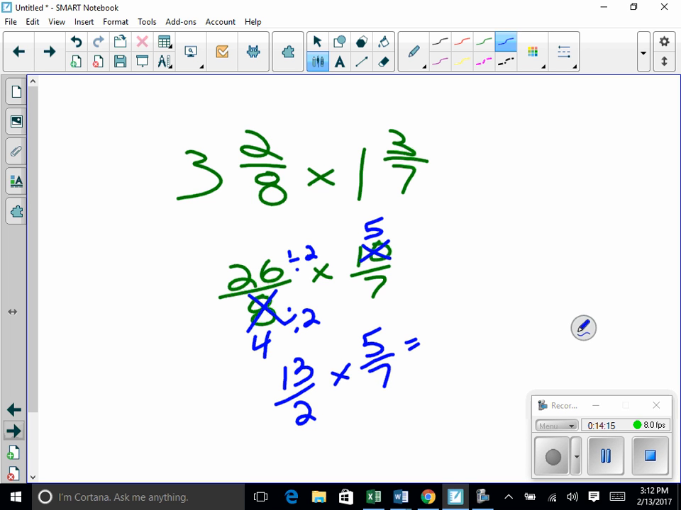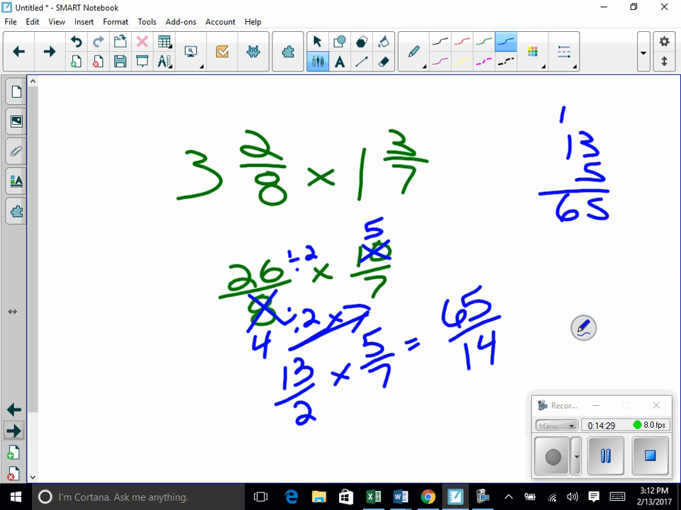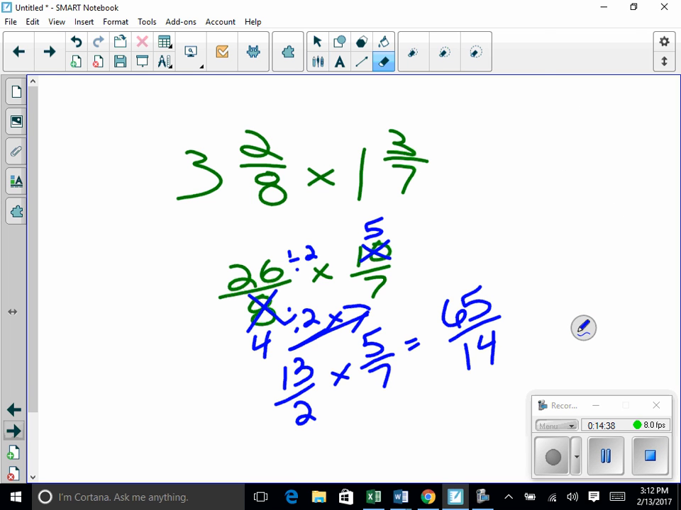Now 13 times 5, you have to do it this way. It's no big deal. You have 65, because we're multiplying straight across. And then 2 times 7 is 14. So now let's look at how many times we have this. This is an answer, but I'd like it to be changed. Let's make a list of my 14s, and we'll see how many times 14 goes into 65.